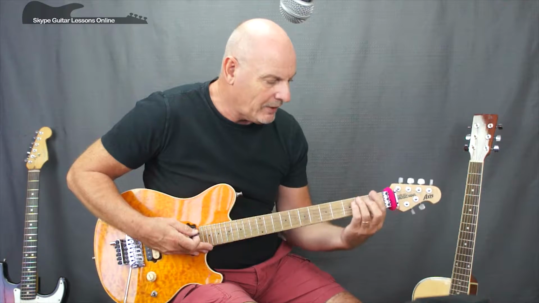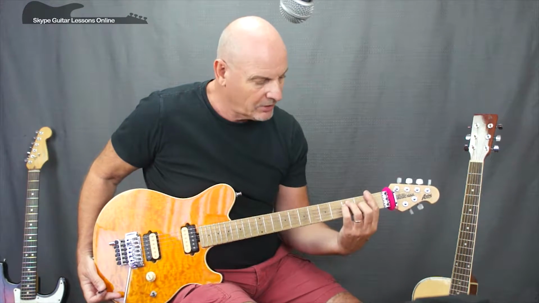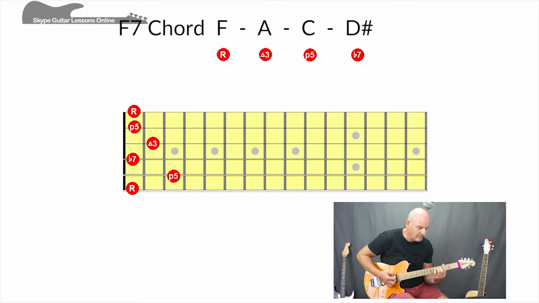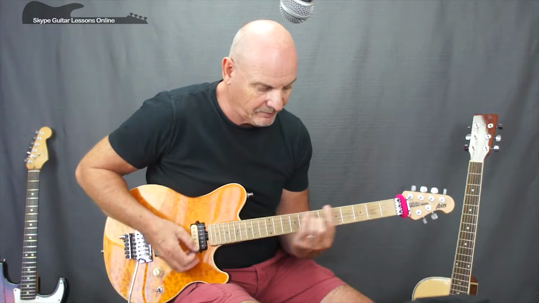And again, if we think about how we played these major chords, all we've got to do in this case is lift our little finger. F7, G7, A7, C7.